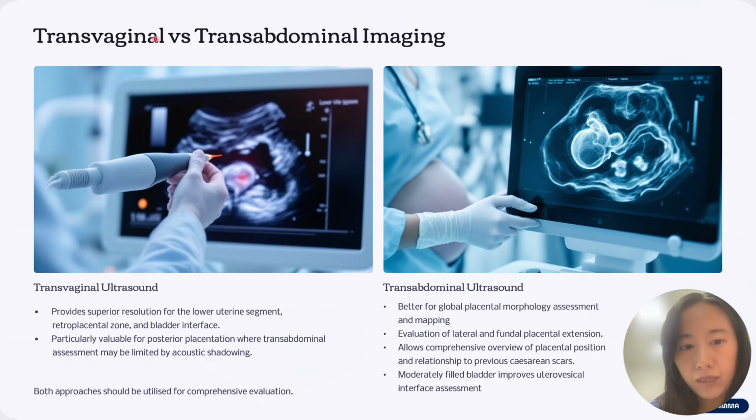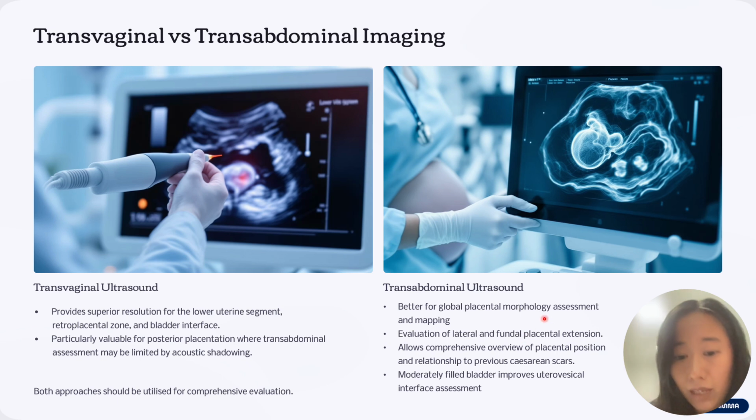Transabdominal versus transvaginal imaging: obviously, each has its benefits. Transvaginal has superior resolution, especially for the retroplacental zone and the bladder serosa interface. For the lower uterine segment it is better, especially if it is a posterior placenta. Transabdominal will have acoustic shadowing, so transvaginal is important. And in some posterior placentas, we might even need MRI.